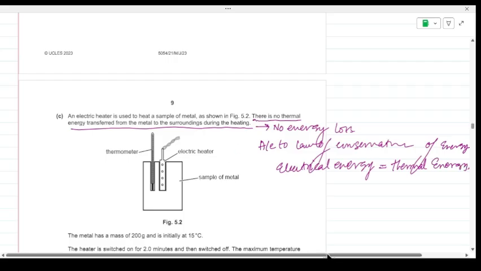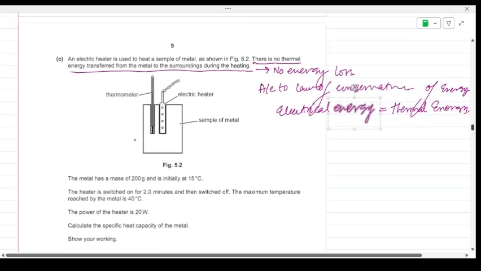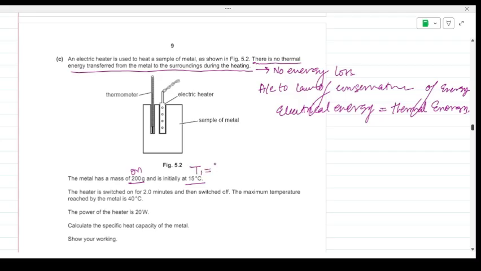Moving on to the next scenario, this says that the metal has a mass of 200 grams and is initially at 15 degrees Celsius. The heater is switched on for 2 minutes, and then the maximum temperature reached by the metal, T2, is 40 degrees Celsius. Calculate the specific heat capacity of the metal and show the working. So we know that the electrical energy is equal to thermal energy.